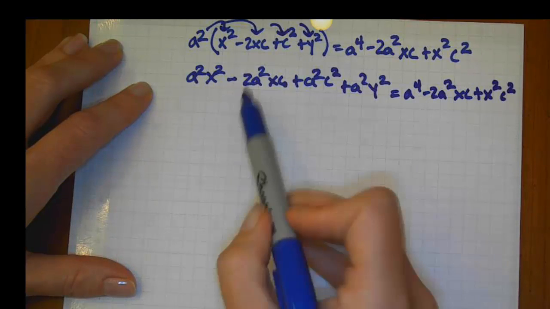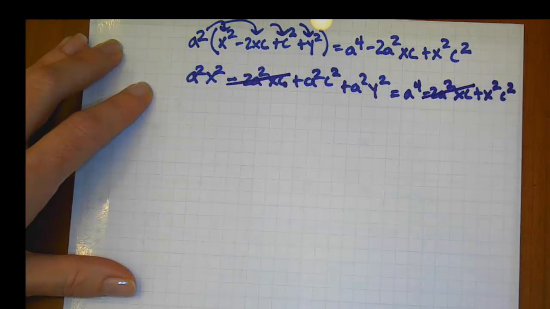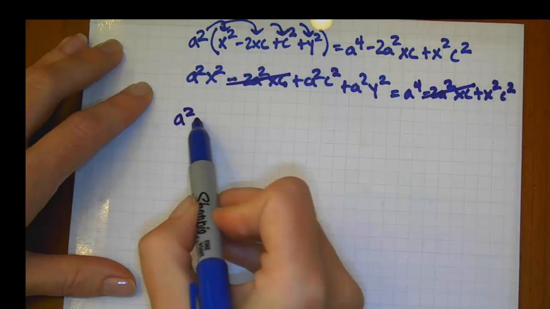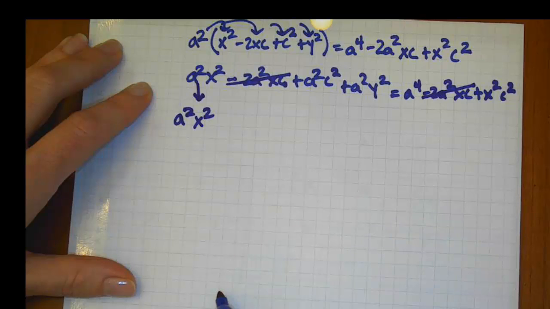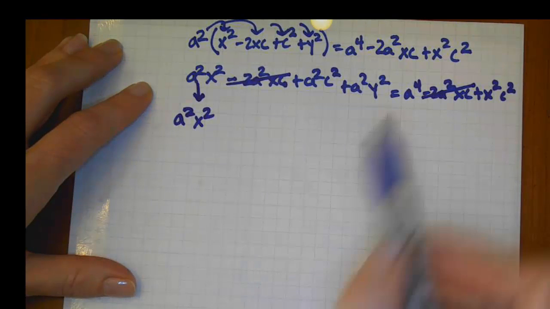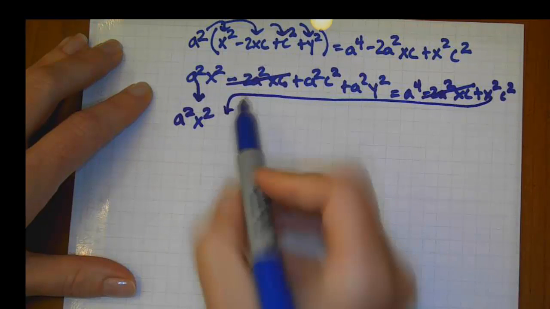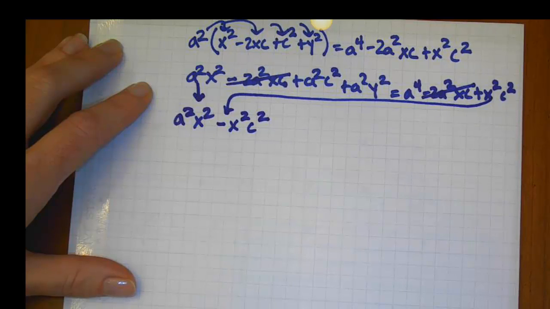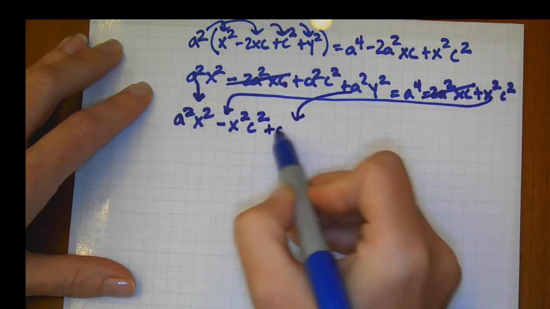Well, if you notice, both sides have a minus 2a squared xc. So those can go away. And now I'm going to rearrange some terms again. I'm going to rewrite this a squared x squared term right here. But what I'm going to do next is take x squared c squared and write it on this side, and you'll see why shortly. Then I'm just going to carry down the a squared y squared.